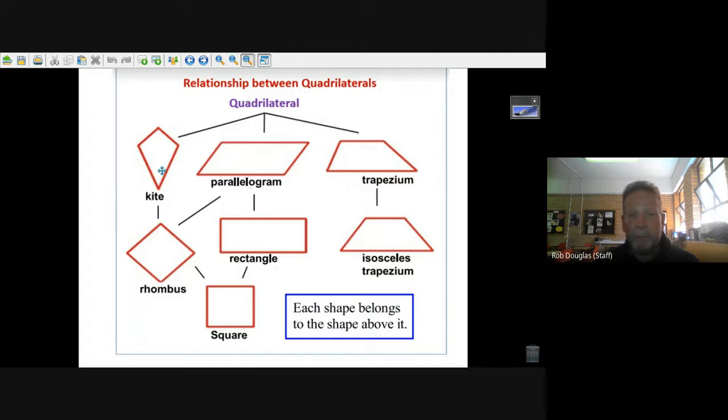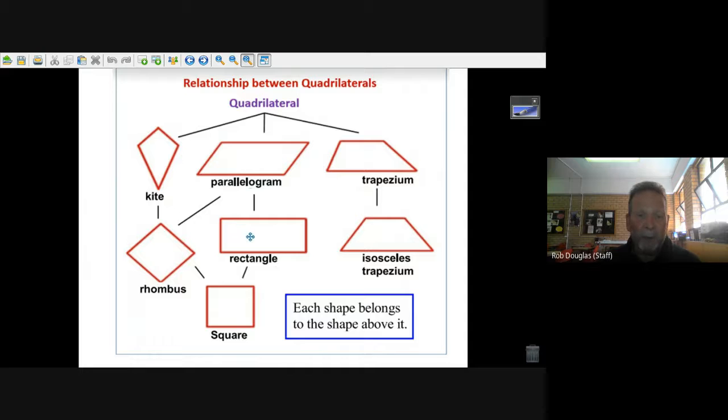Now, this stuff can get pretty complicated. There are many properties to this first one, a parallelogram. When you have two pairs of parallel sides, that makes a parallelogram. Now, there's lots of different things about it. The opposite sides are equal. The opposite angles are equal in two pairs like that. There are many properties, but that's what makes a parallelogram, two pairs of parallel sides.